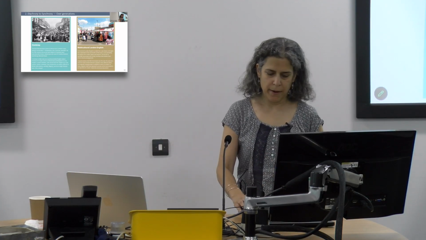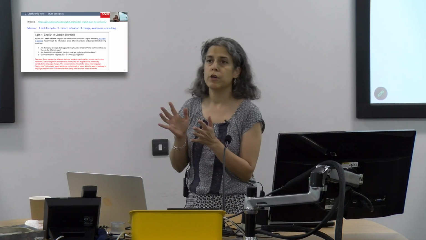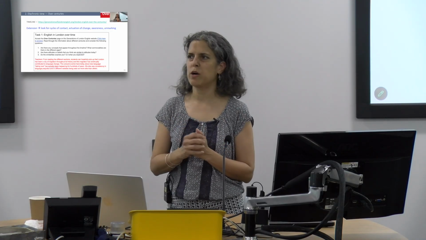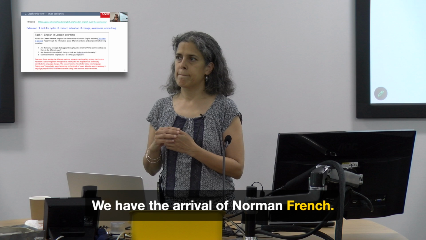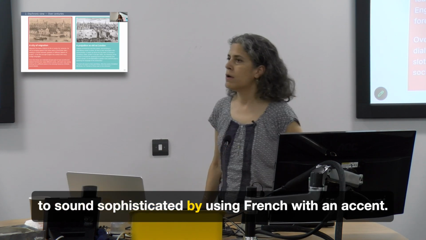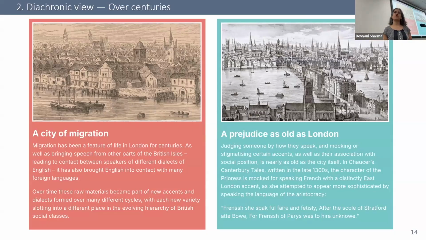So, going back, sorry, I skipped ahead: any other examples of contact or social disruption as a trigger for change in London, from what you browsed? You have the arrival of Norman French. Yes, the shift. You had the Chaucer reference where she was trying to sound sophisticated by using French with an accent. She speaks French after the school of Stratford at Bow. It's nice, because Anglo-Norman was a whole variety, and we're talking about English here, but it was a whole variety that had its own stigmatized status in some contexts.